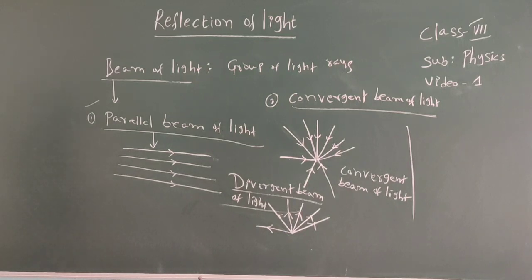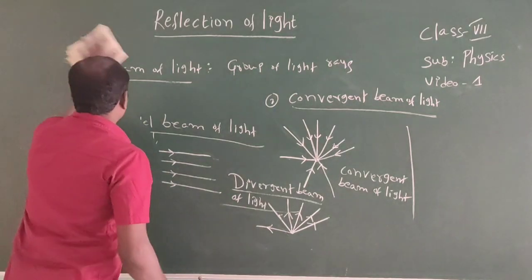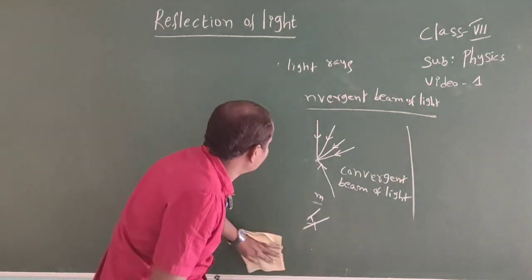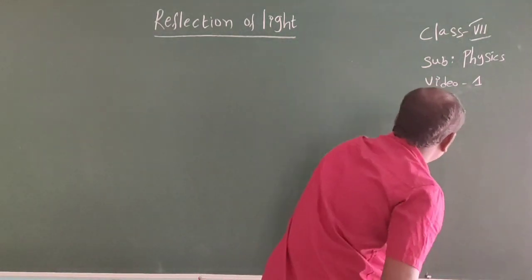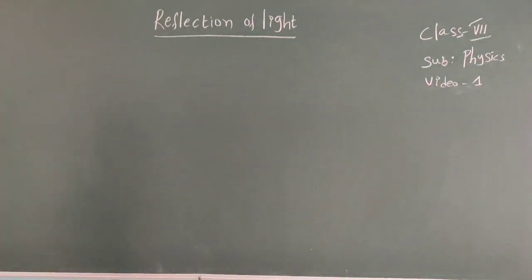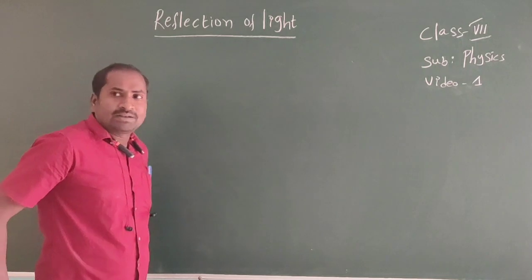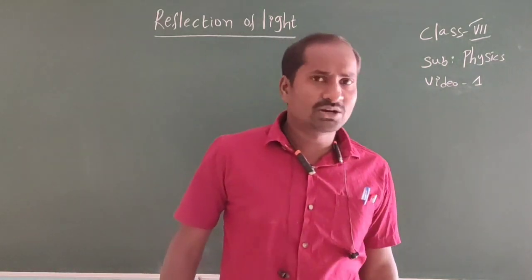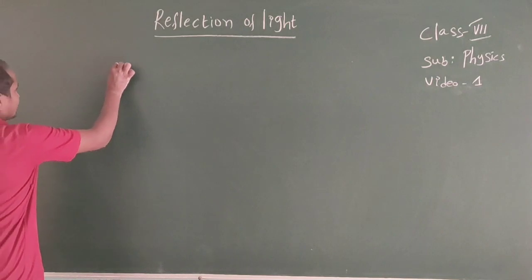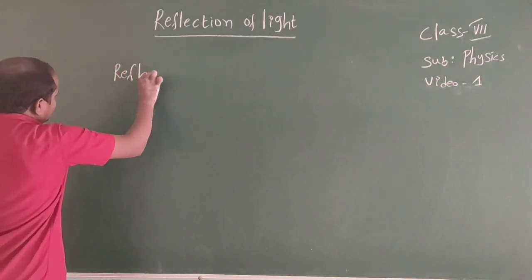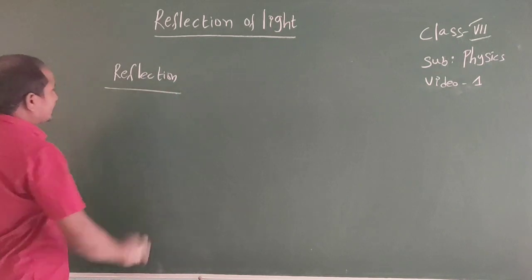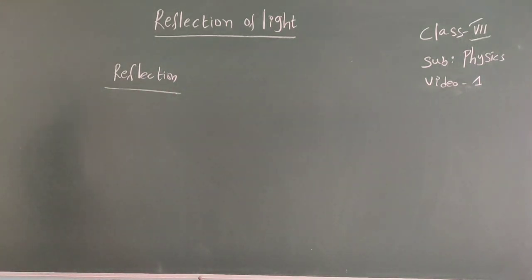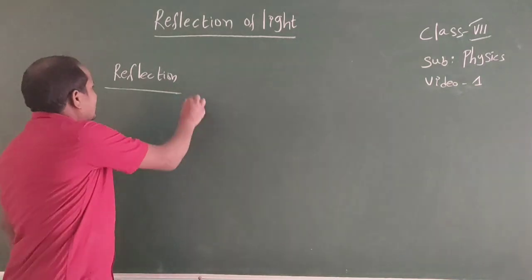Reflection. What do you mean by reflection? Reflection means a ray of light incident on a plane mirror is reflected back into the same medium. It is called a reflection. Reflection means a ray of light incident on a plane mirror is reflected back into the same medium. It is called a reflection.